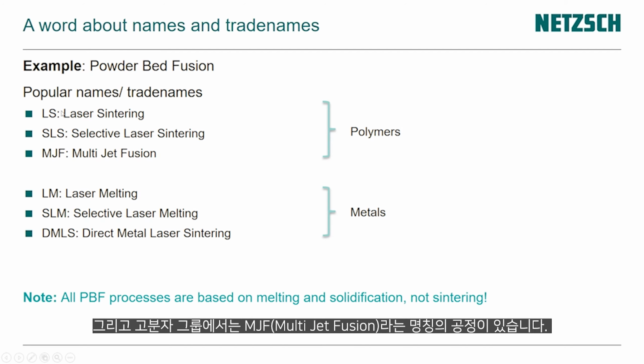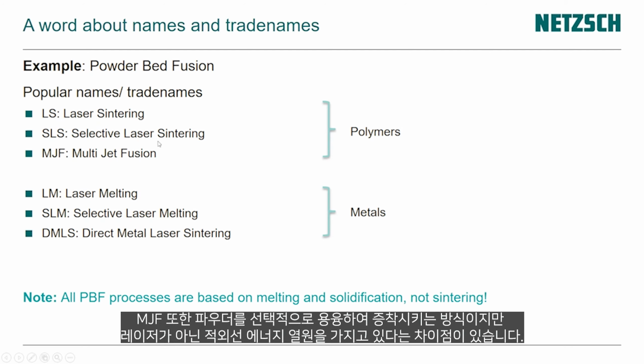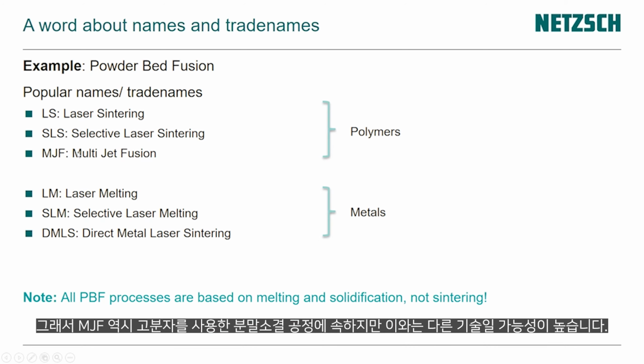And then in the polymer group, there's a third process or name that we have to look at called multi-jet fusion, which is also selectively melting a powder or a bed of powder, but with a different heat source, so not a laser, but a lower energy thermal source. Multi-jet fusion is also a powder bed fusion process with polymers, but it's slightly different.